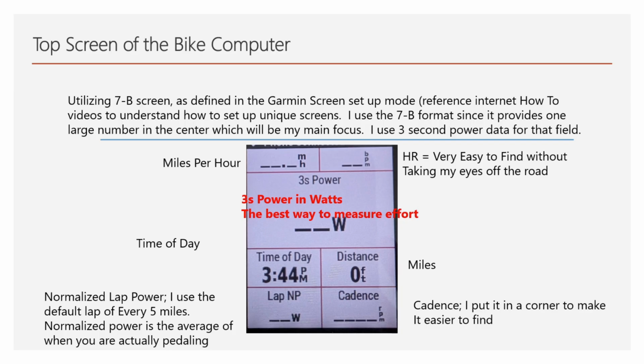So I can compare early race, mid race, late race. If I'm dropping off or improving, I really want that number to stay constant or improve. I don't want to go out too fast and then bonk.